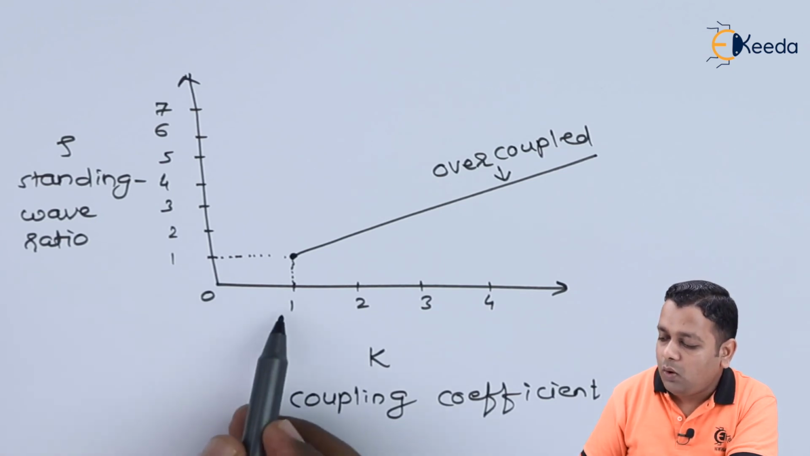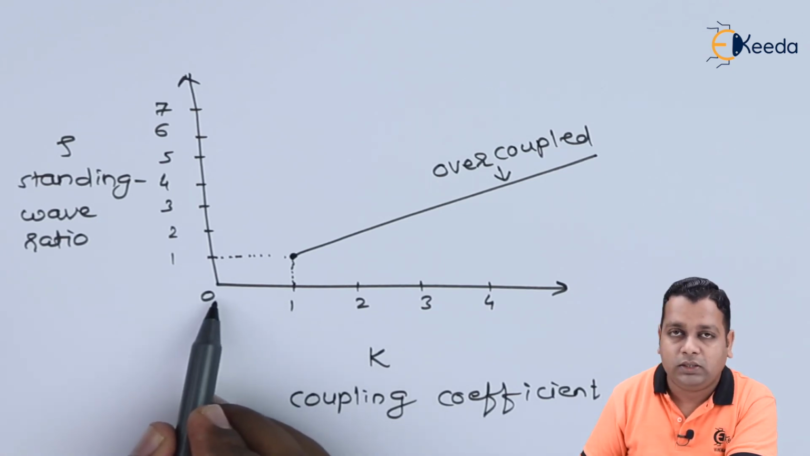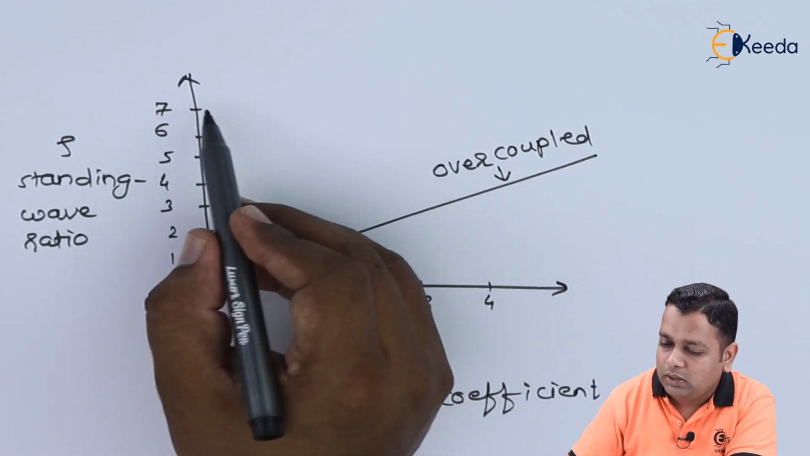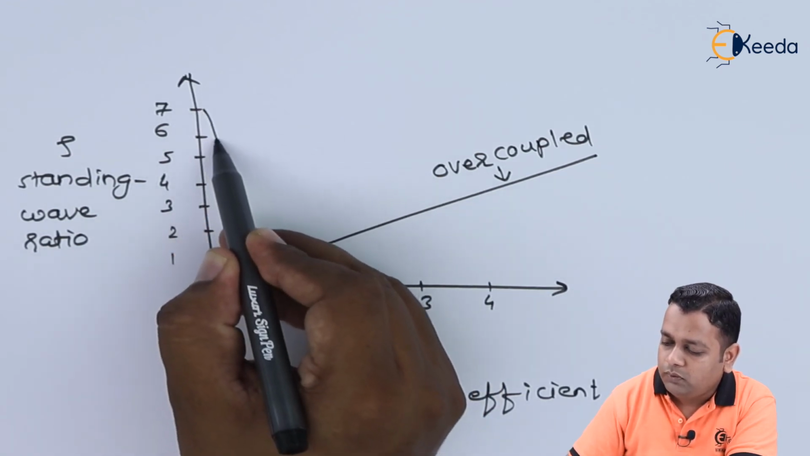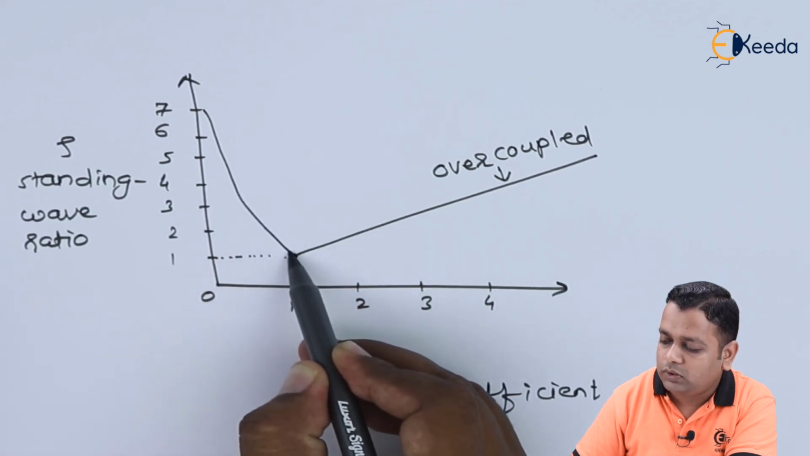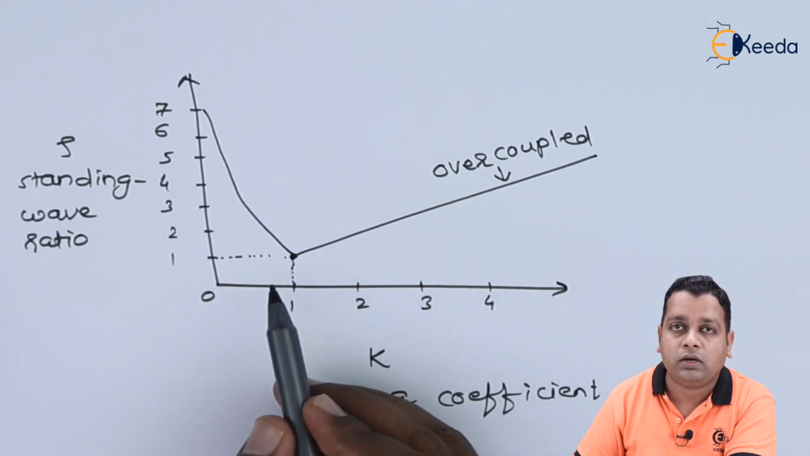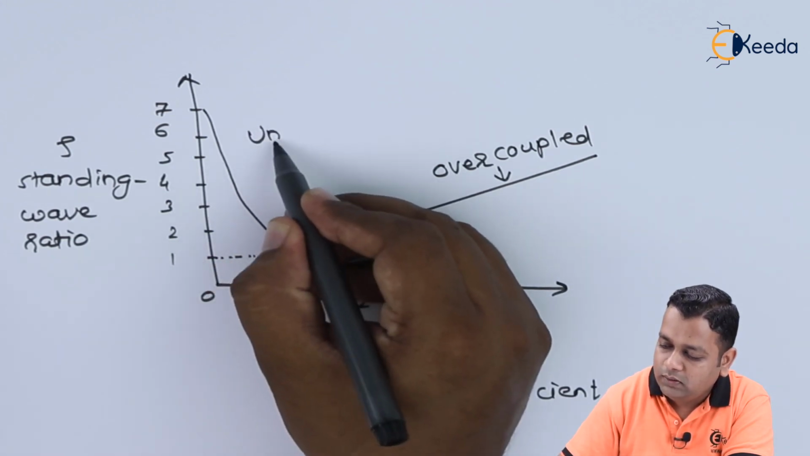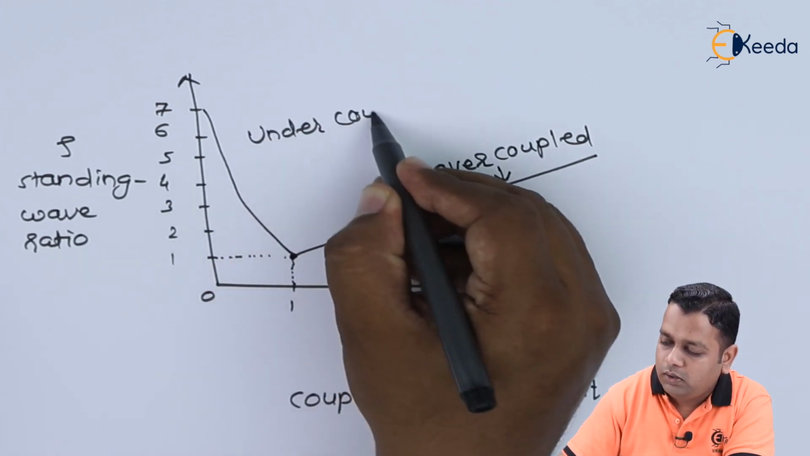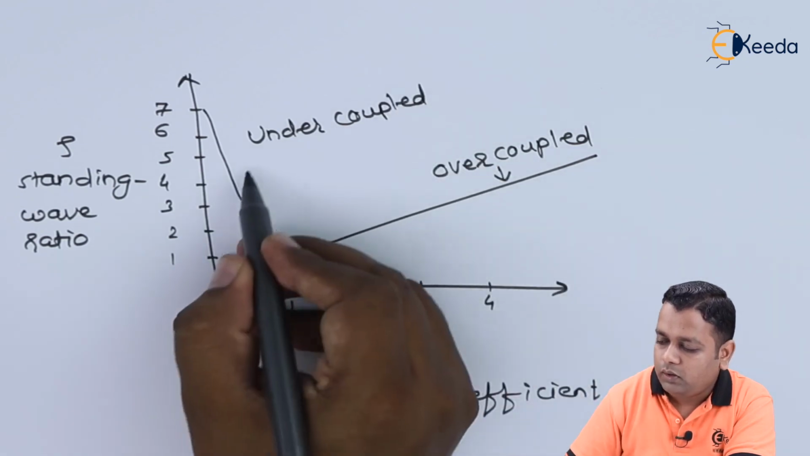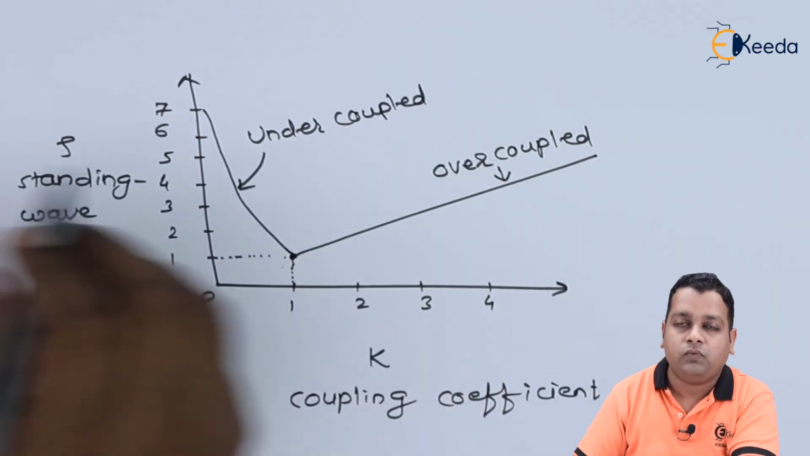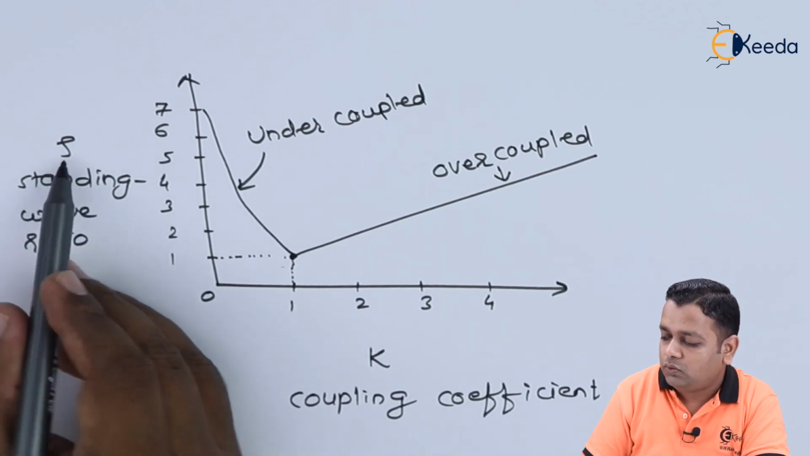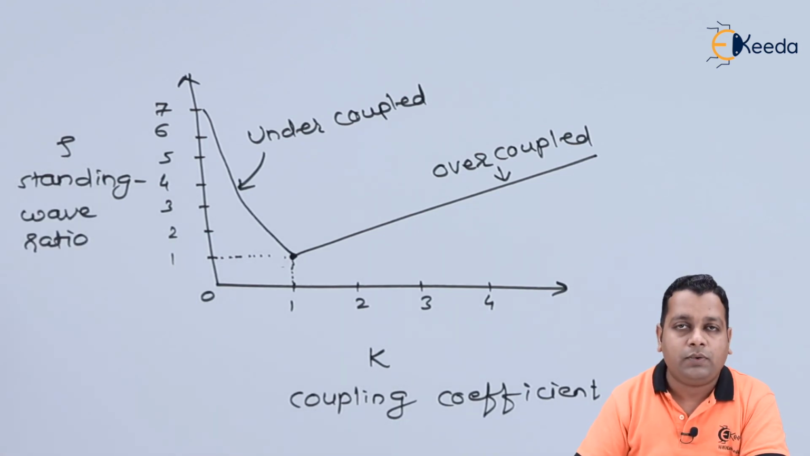Now when we have K less than 1 here, in that particular situation we have a negative drop right from this value, up to the point where we have the critical type of coupling here. So here we can say this is the undercoupled situation with respect to the relationship between the standing wave ratio rho and the capital K here.